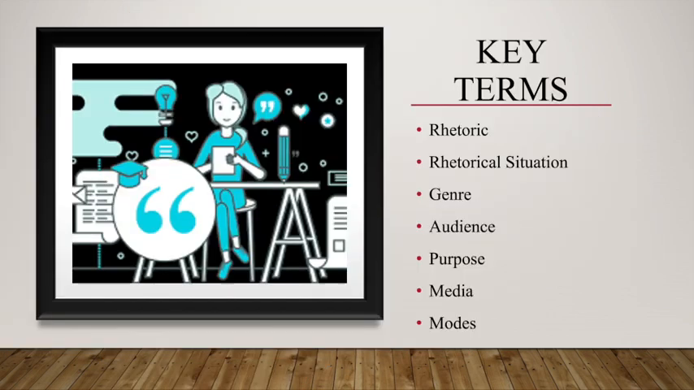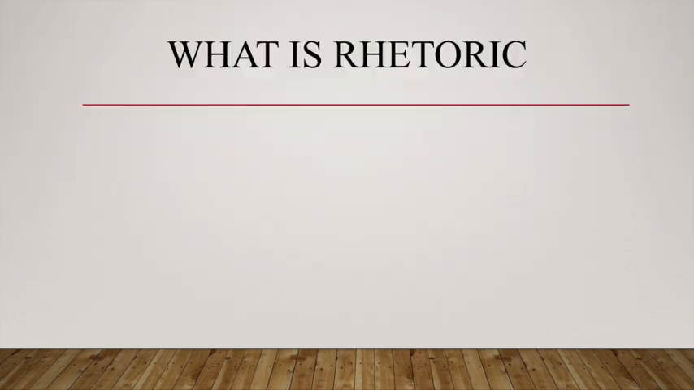So if you remember, we talked about or introduced these key terms towards the beginning of the semester. Rhetoric, rhetorical situation, genre, audience, purpose, media, and modes. And so what I want to do is loop into specifically genre to see how it plays a role in things like rhetoric, rhetorical situation, audience, purpose, media, and modes. And so to do that, let's start with that first question of what is rhetoric.